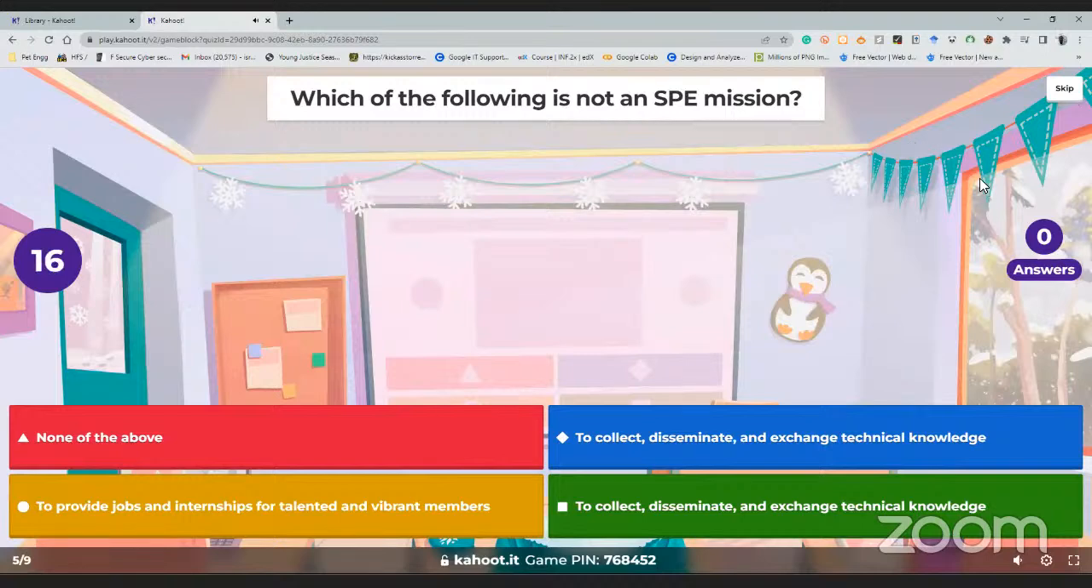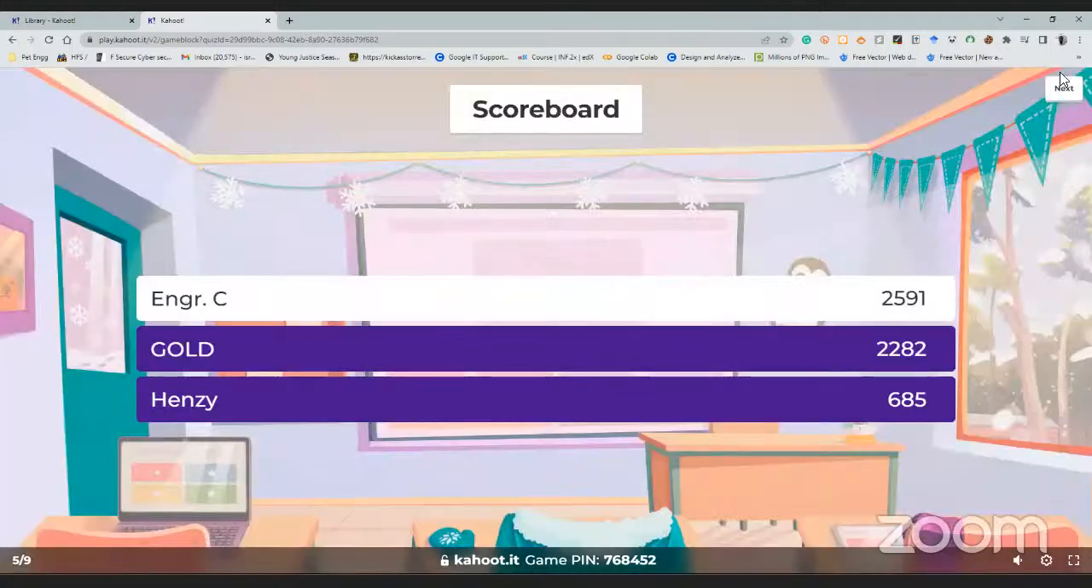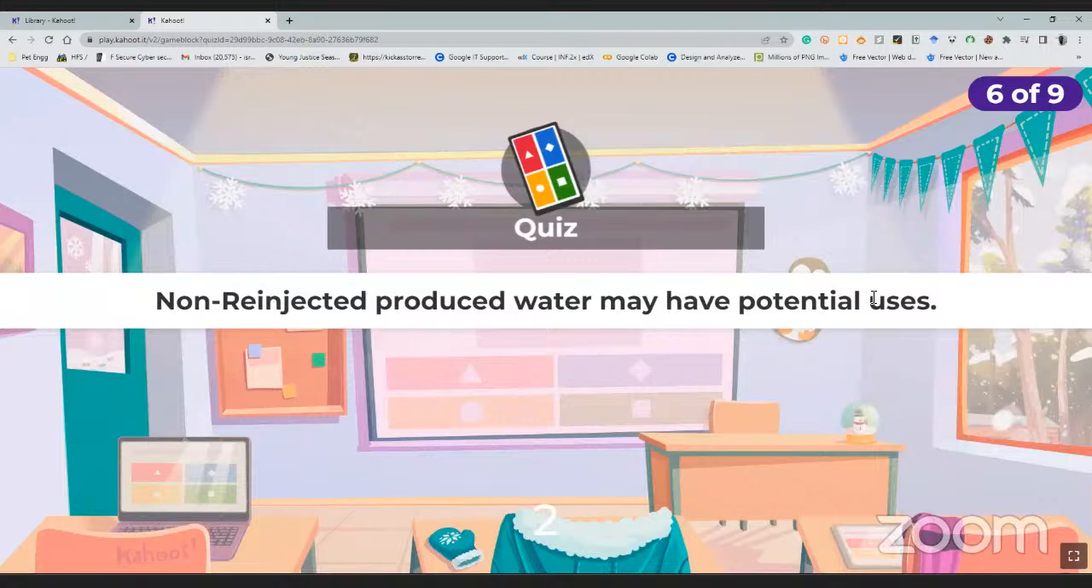This should be an answer that every one of us should know. Is it to collect estimates and exchange technical knowledge, or to provide jobs and internships? Okay, this is a dicey one because one of the options appeared twice, so I believe everyone should get this. That's correct. SPE is not here to provide jobs and internships, but to give you the platform to get things like this. All right, we have Engineer C still leading the scoreboard and Gold coming in close.